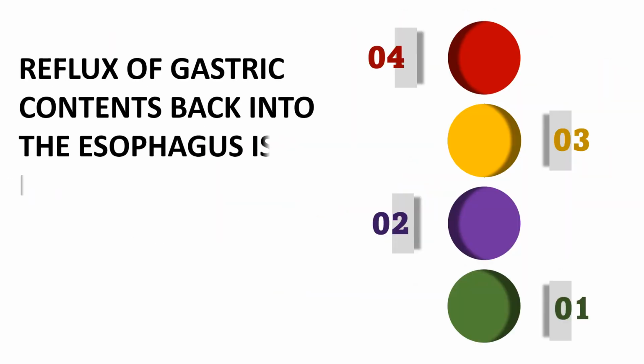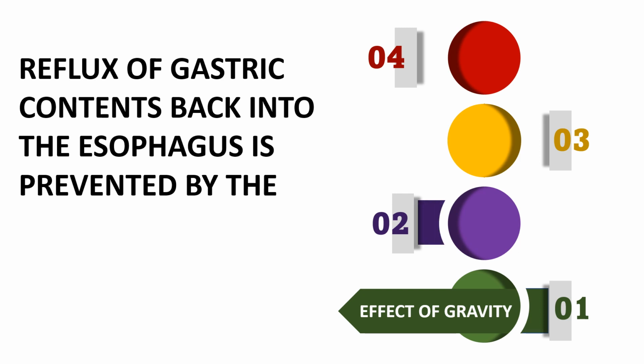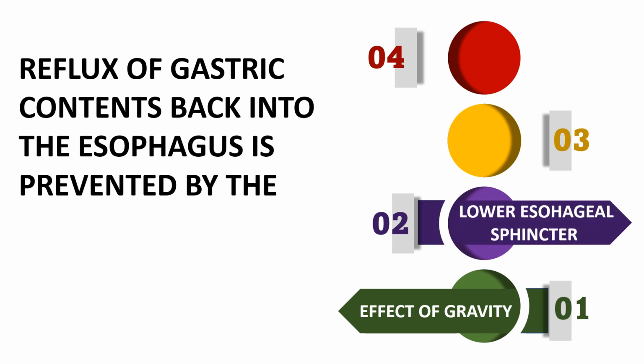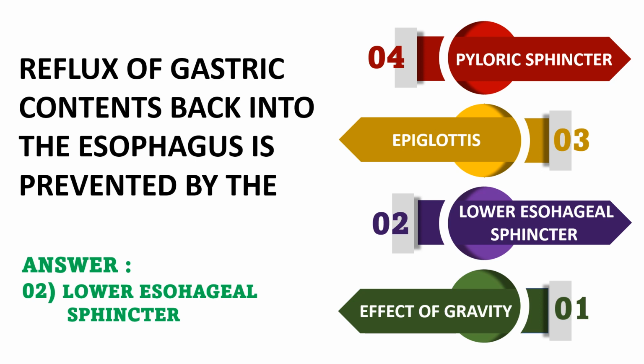Question number 8. Reflux of gastric contents back into the esophagus is prevented by the: option 1, effect of gravity; option 2, lower esophageal sphincter; option 3, epiglottis; and option 4, pyloric sphincter. And the correct answer is option 2, lower esophageal sphincter.